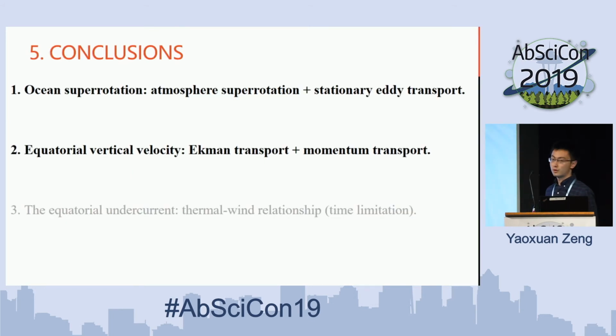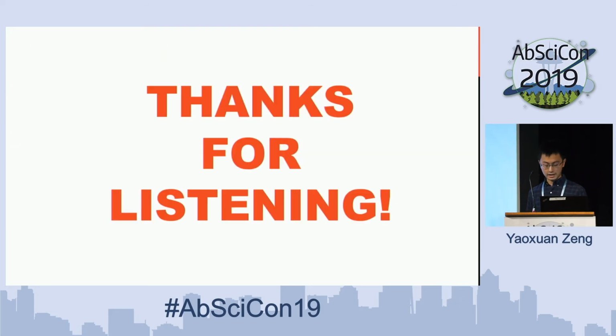And that's all for my presentation. One other thing is that we notice that the equatorial superrotation is not strongest at the surface, but deeper in the ocean. This is caused by the thermal wind relationship, and it is the same as the equatorial undercurrent that occurs in Earth's Pacific. And that's all. Thank you.